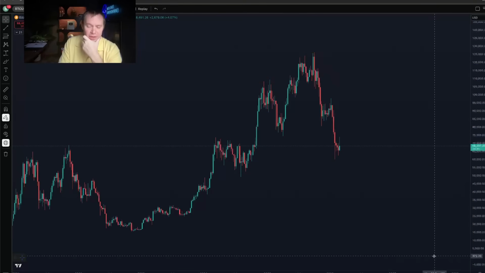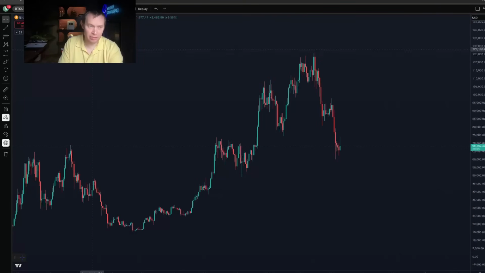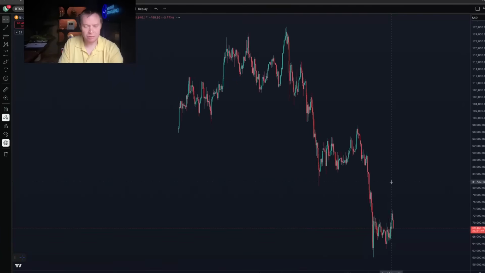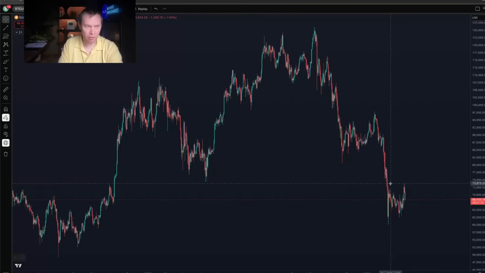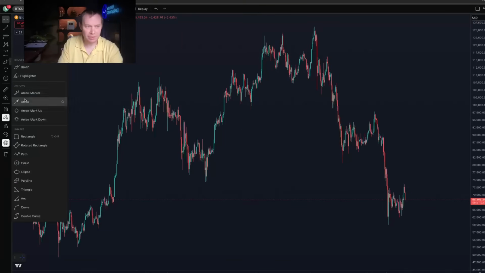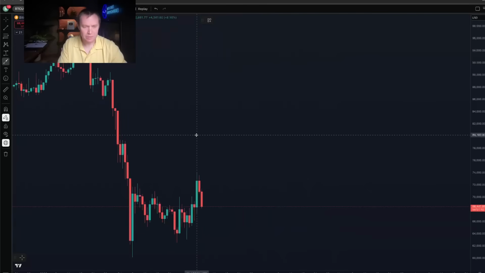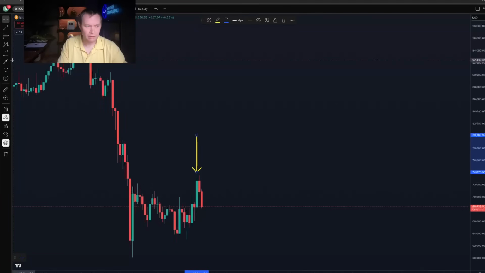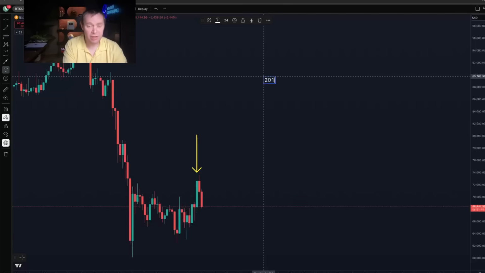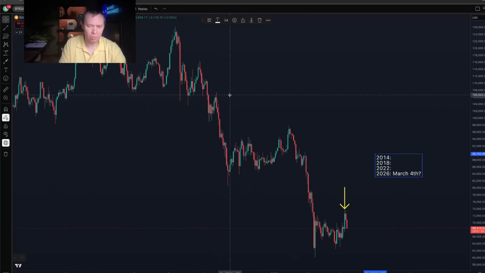So I think one of the things I've mentioned with Bitcoin was to expect a rally into early March, and that it would likely get sold off. What's interesting is that this high here was on March 4th. So if you create the table, 2014, 2018, 2022, and 2026, when you start with 2026, you have March 4th. We don't know for sure if that is going to hold as the top.